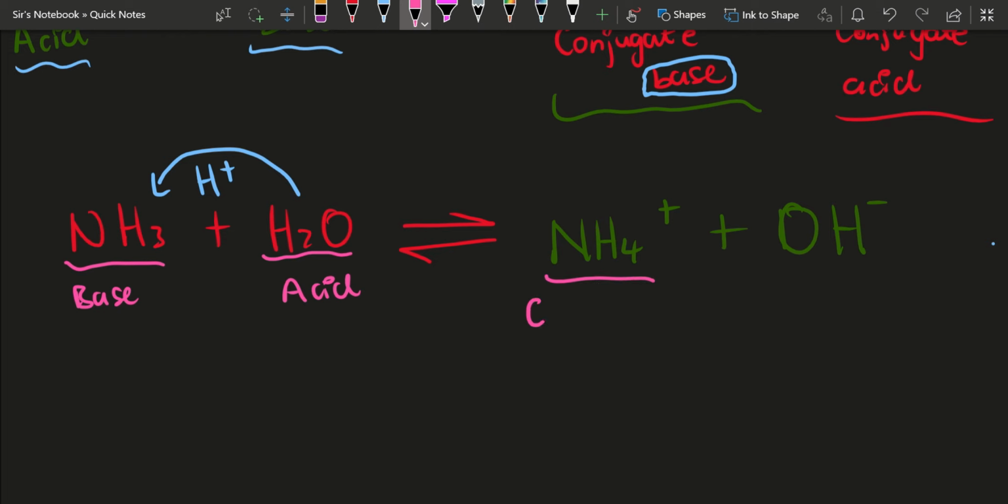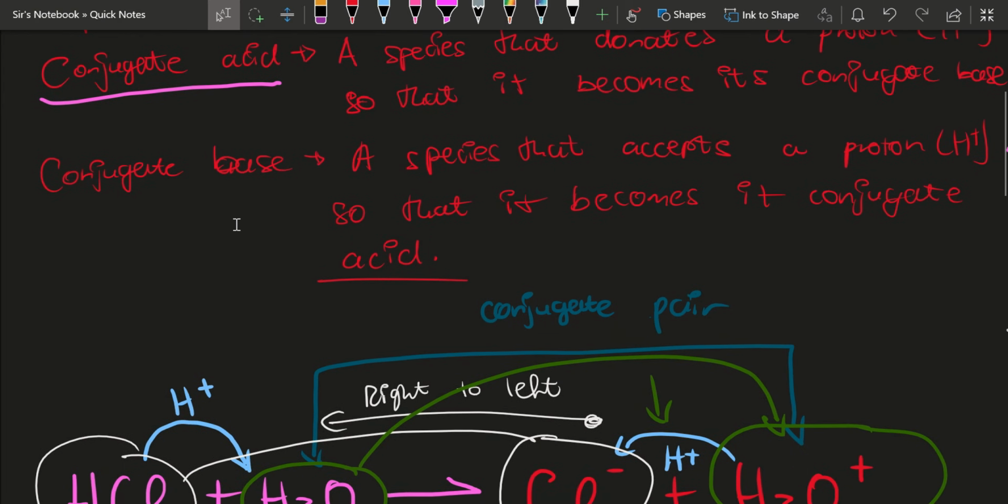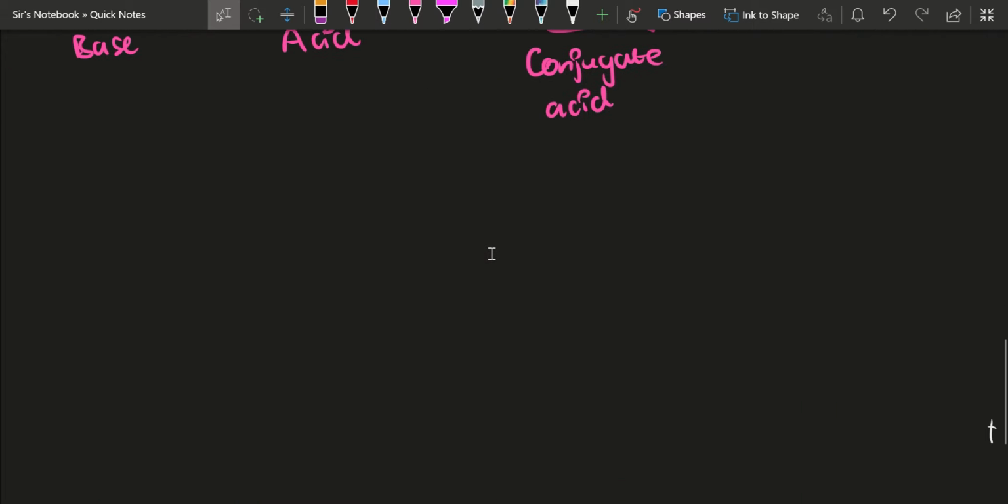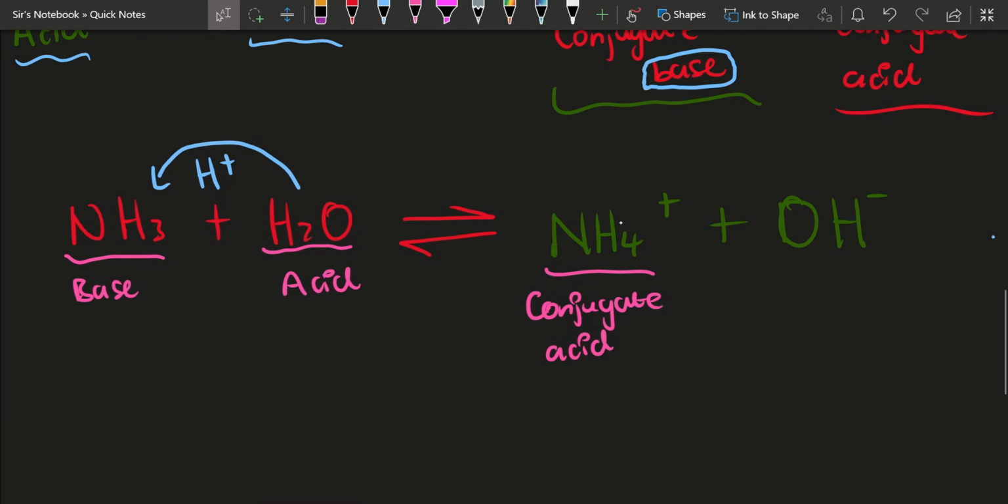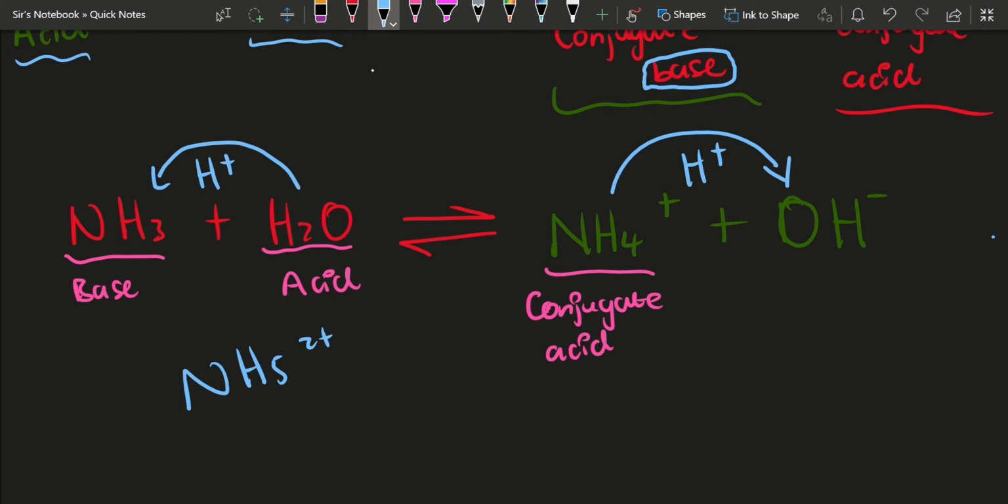NH4+ would then be our conjugate acid. Remember, from the definition, let's just quickly go to the definition. We say that a conjugate base is a species that accepts a proton, right? So in this particular case, the conjugate base is NH4, right? And what does NH4 do? If I reverse the reaction, you would realize that NH4+ would then give a proton to OH minus, right? Because there's no such thing as NH5 2+. I'm really sure you guys have probably never seen this before.